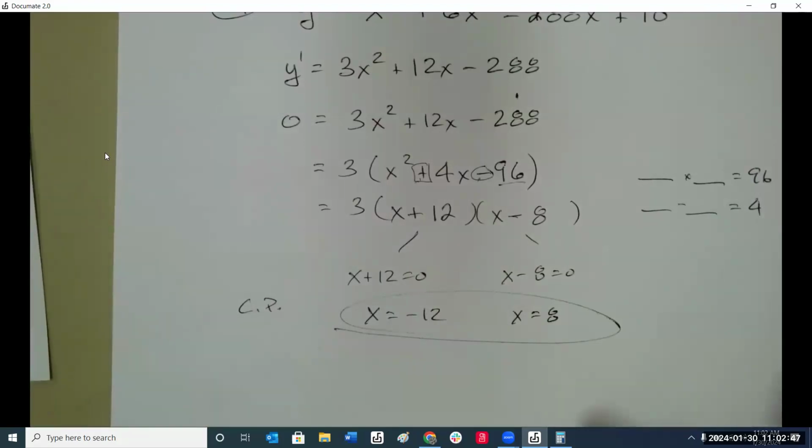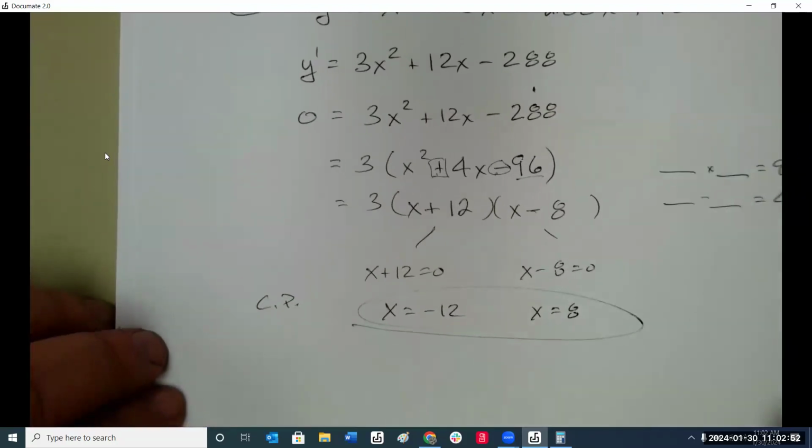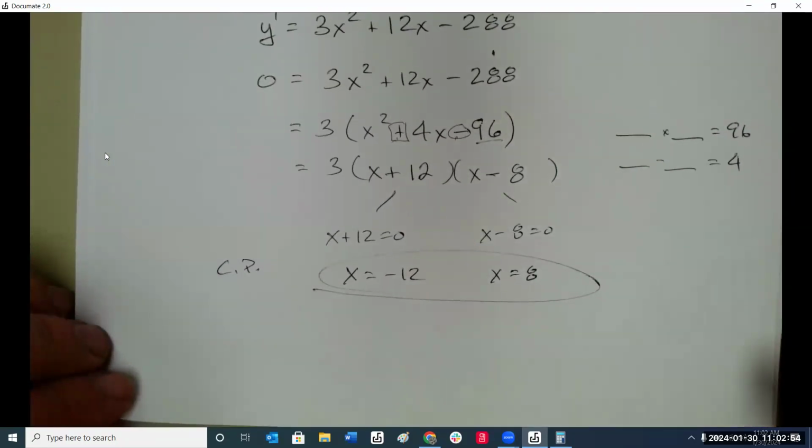And we'll do about 4 more. Just getting, or 5 more. Let's do 5 more. Okay, and then the critical points are negative 12 and 8.